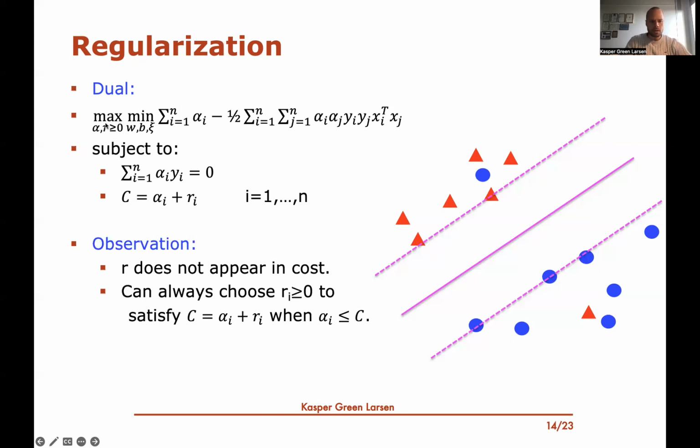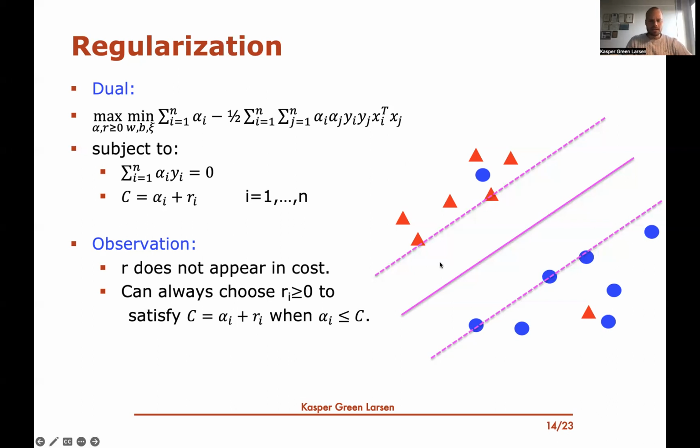Now what you notice here is that this thing has a solution. You can always choose a non-negative r_i such that c is equal to alpha_i plus r_i, as long as alpha_i is no bigger than c, right? For any alpha_i that's less than or equal to c, we can choose r_i to be c minus alpha_i, then r_i is going to be non-negative, and it doesn't appear in the objective function, so it doesn't have any influence on the optimal solution.